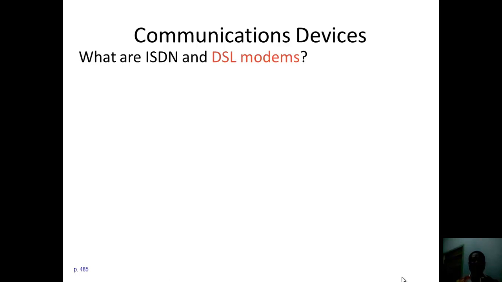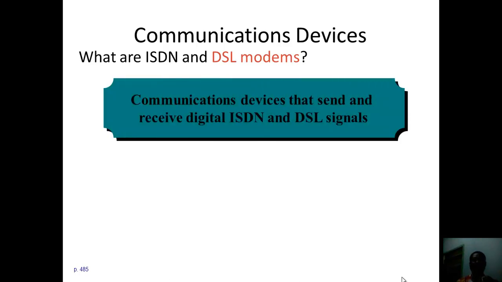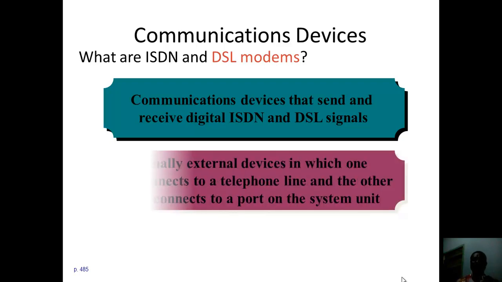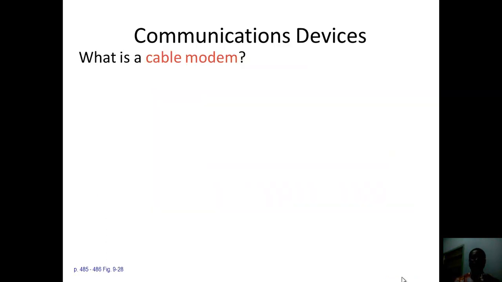Okay, the ISDN and the DSL modems. They are communication devices that send and receive digital signals. Let me put it that way. And they're usually external devices in which one end connects to a telephone line and the other end connects to a port on the system unit. So it's like a cable in which you slot the RJ45. We have the RJ11. You slot it in and then you connect to the device, normally fixed at the end of your end. We find these things also in internet cafes and so on.